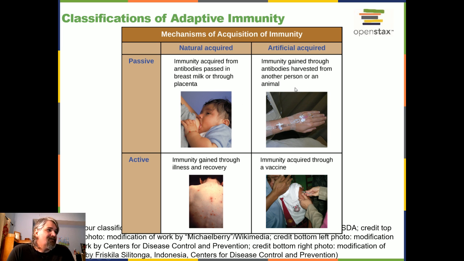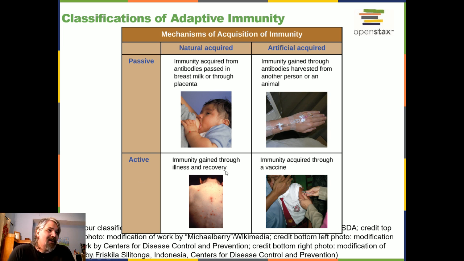All right. Passive artificially acquired immunity. That's through serum. So we harvest antibodies and we give them to somebody. That can be a response to certain emergency infections or highly dangerous infections. Antivenin is an example of that, artificial passive immunity.